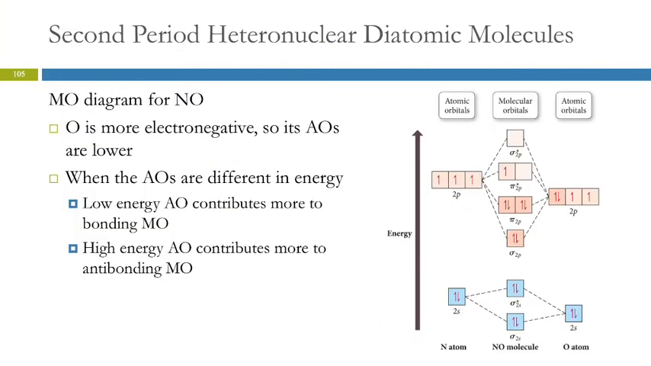If we go back and look at this one, for nitrogen and oxygen, we saw the more electronegative one was lower. Well, thankfully, oxygen is closer to fluorine. They're right next to each other. So we're probably going to end up with a similar situation.